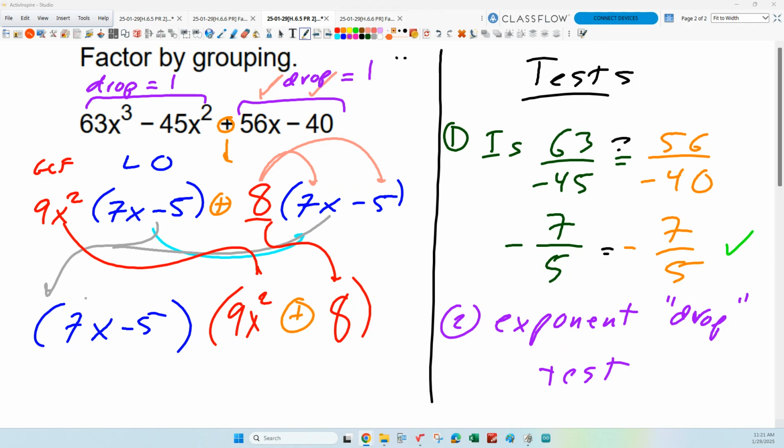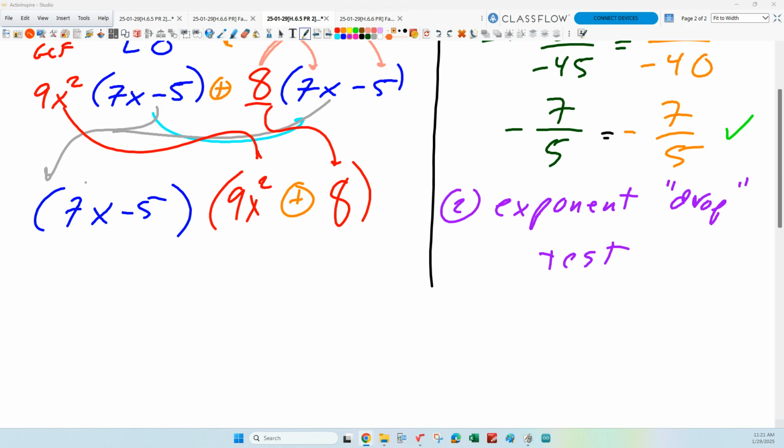So we pass both tests, which tells us that grouping is 100% guaranteed to work. So go ahead and do it, right? Make sense? Okay, good. All right.